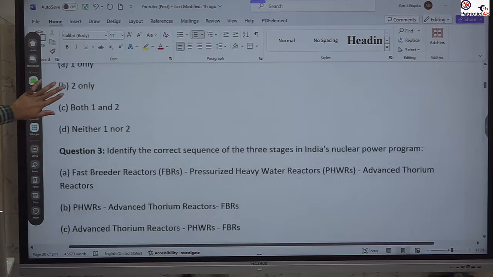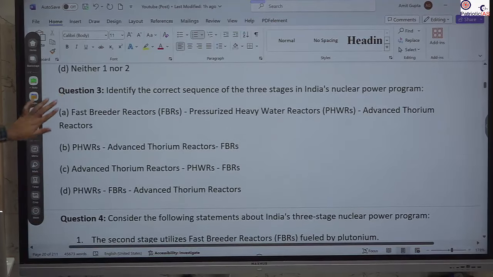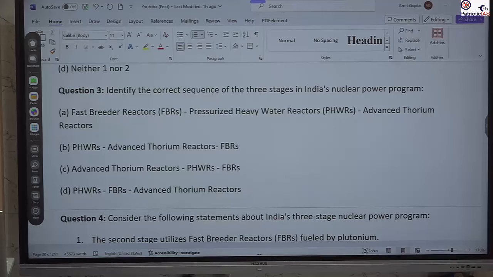Question number three. Identify the correct sequence of the three stages in India's nuclear power program. A, fast breeder reactors, pressurized water reactor, advanced thorium reactor. B, PHWR, advanced thorium reactor, FBRs. C, advanced thorium reactor, PHWRs and FBRs. Last, D, PHWRs, FBRs and advanced thorium reactors. Please answer.